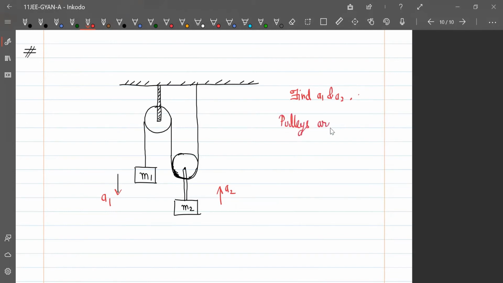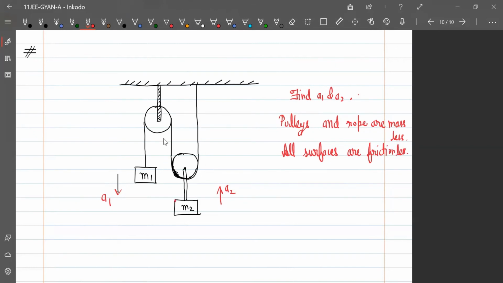Of course, it is given that pulleys and rope are massless. There is no mass of pulley. And all surfaces are frictionless. This will be the given condition. जब तक हम friction पढ़ नहीं लेंगे, that will be the condition. All surfaces are frictionless. Find the value of acceleration A1 and A2.